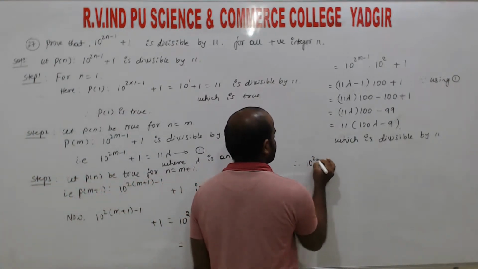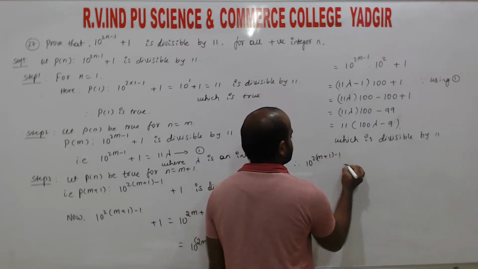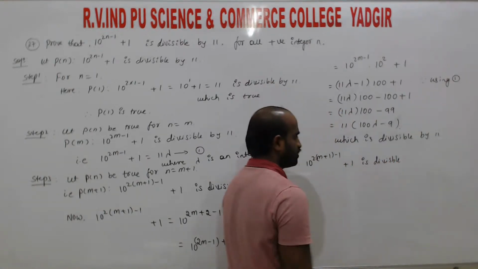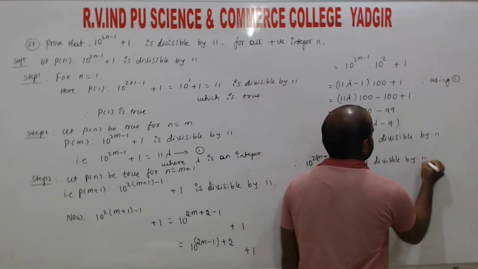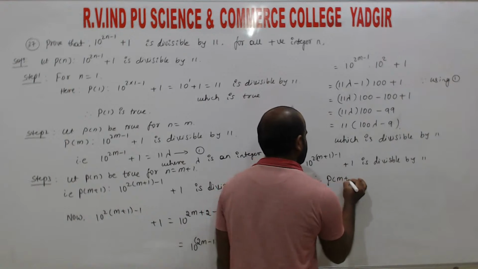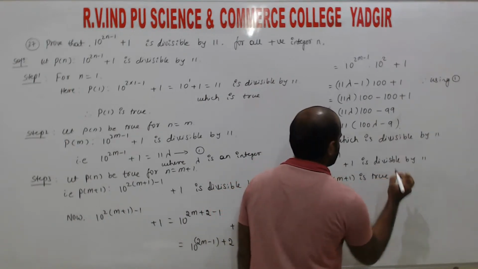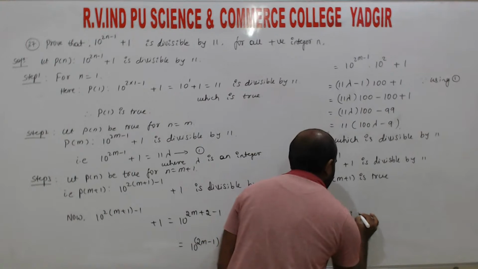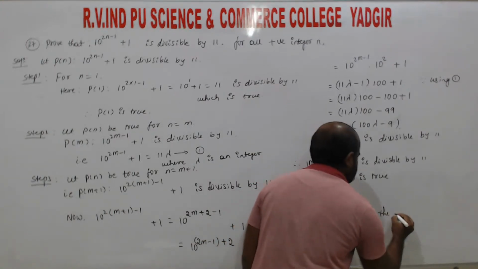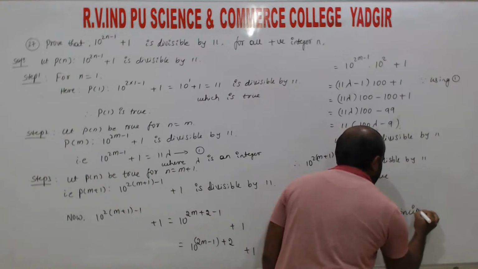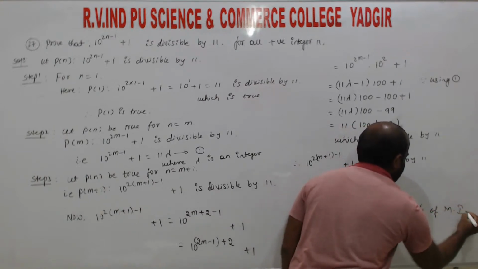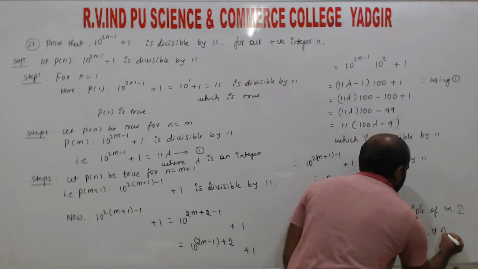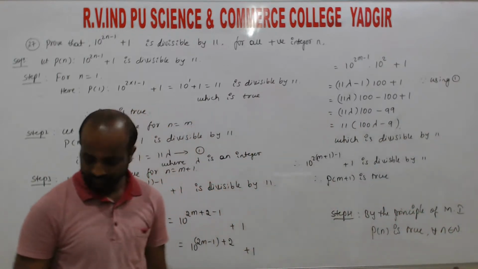Therefore, P of m plus 1 is true. Last step, step 4: by the principle of mathematical induction, P of n is true for all n belongs to N.